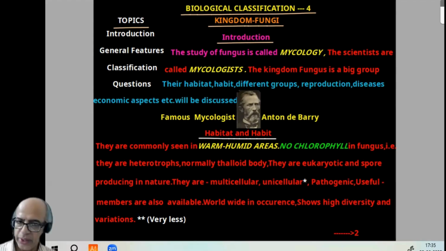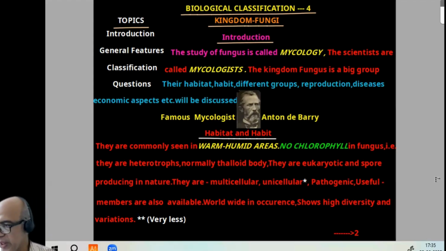They are multicellular. But remember, there are 1 or 2 cases where the unicellular nature of fungus can be seen, that we will be discussing as we proceed. Unicellular fungus will be very few. And many are pathogenic. Many are useful. Worldwide in distribution, cosmopolitan. High diversity and variation among fungus.